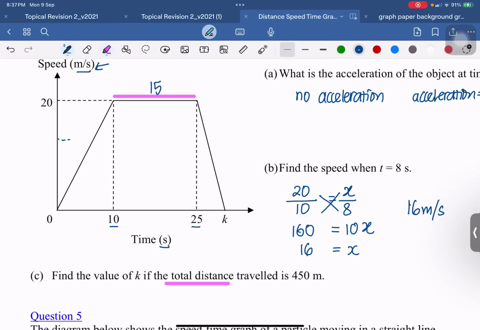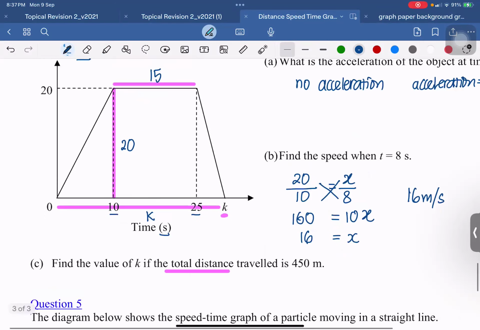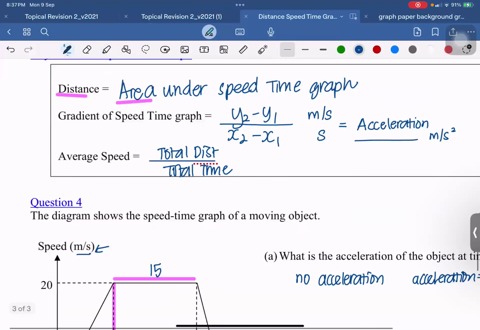Then, do I know what is this length? They want me to find it, right? The whole thing, 0 to what letter? K. So this part is k. Then where is the height of the trapezium? Here, right? This one's my height. So the height, how much? 20. So total distance is given by area under the graph.